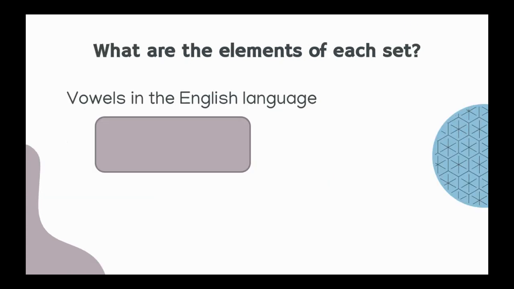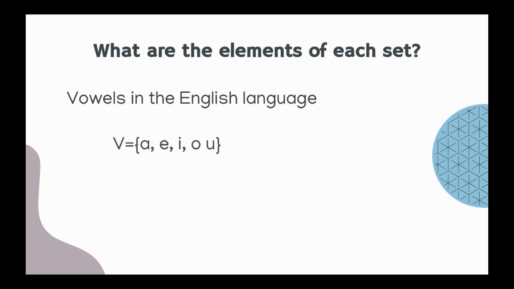So let's talk a little bit more here. What are the elements of each set that we're given? So starting with the vowels in the English language. What are the elements? The elements would be A, E, I, O, and U. Now, notice how this is written, okay? I used V for vowels. You don't have to, but you can use whatever letter you want to describe the set.